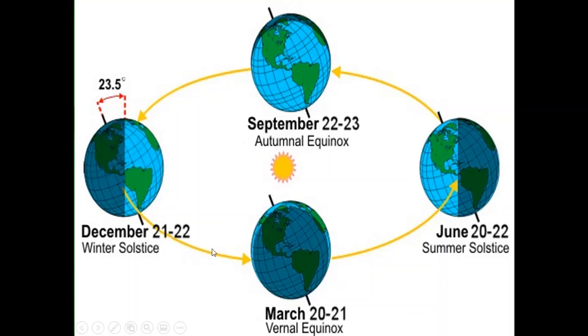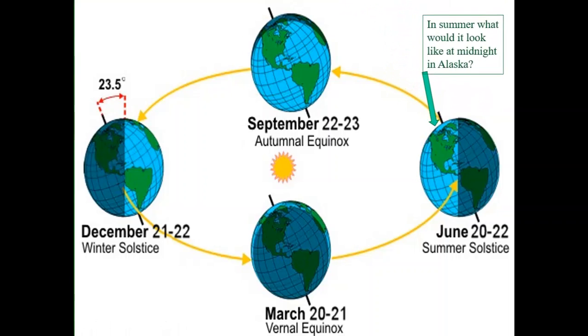Okay, 3 months later, we're in March here. We're still going around the sun, and we see it's going to be very similar to this one. It's just on the other side of the sun. And then we get over here, and it's summer again. Okay, so now let's look right here.